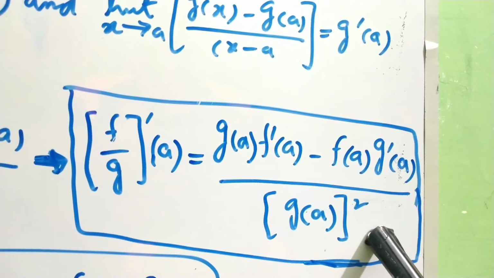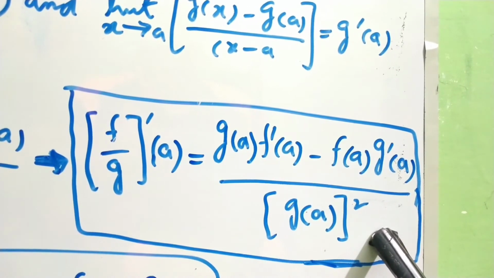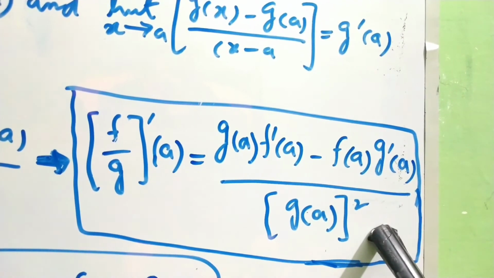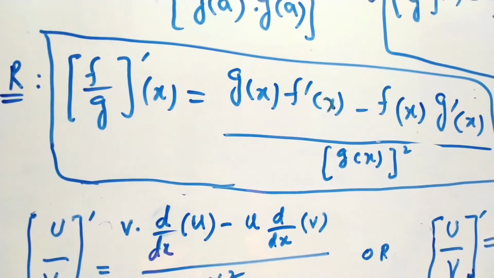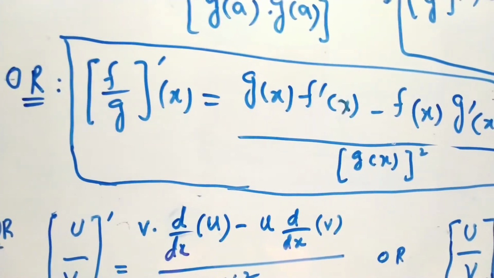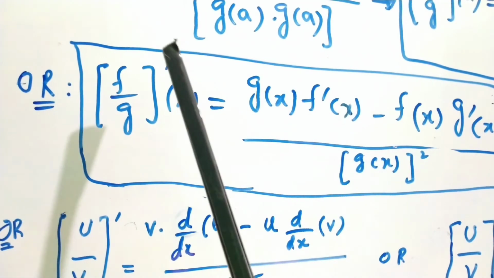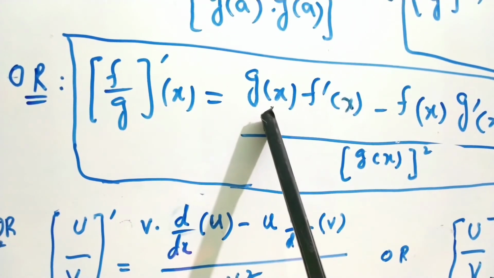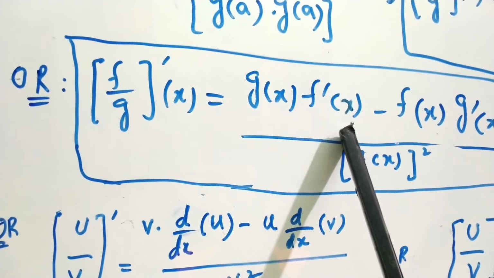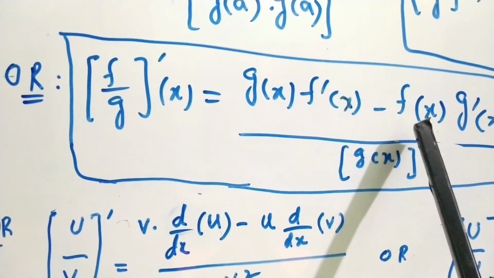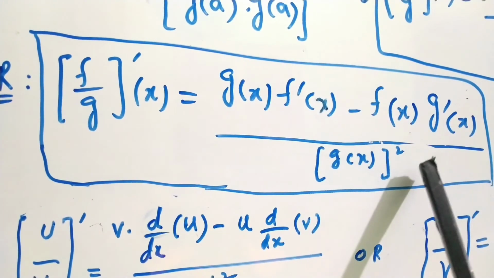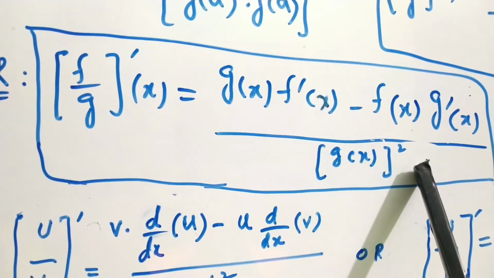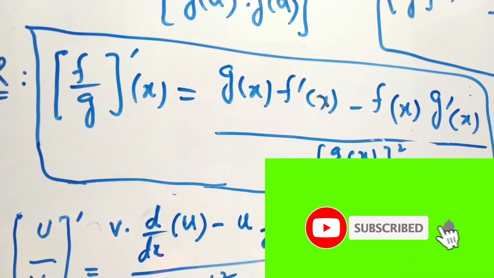This has become the derivative of a function at a specific point a. Or if we put x instead of a, then f over g dash of x will be g of x is the same, f dash of x, minus f of x is the same, g dash of x, divided by g of x whole square. We can write this formula in two or three other forms. Let's see in the next step.